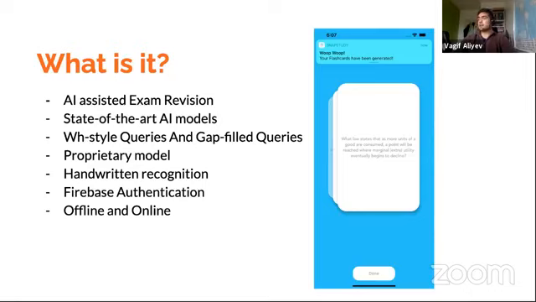My app has handwritten text recognition. It has the ability to read handwriting. I use Firebase authentication, so the user can have a one-click authentication to get straight into using it. And the app works online and offline.